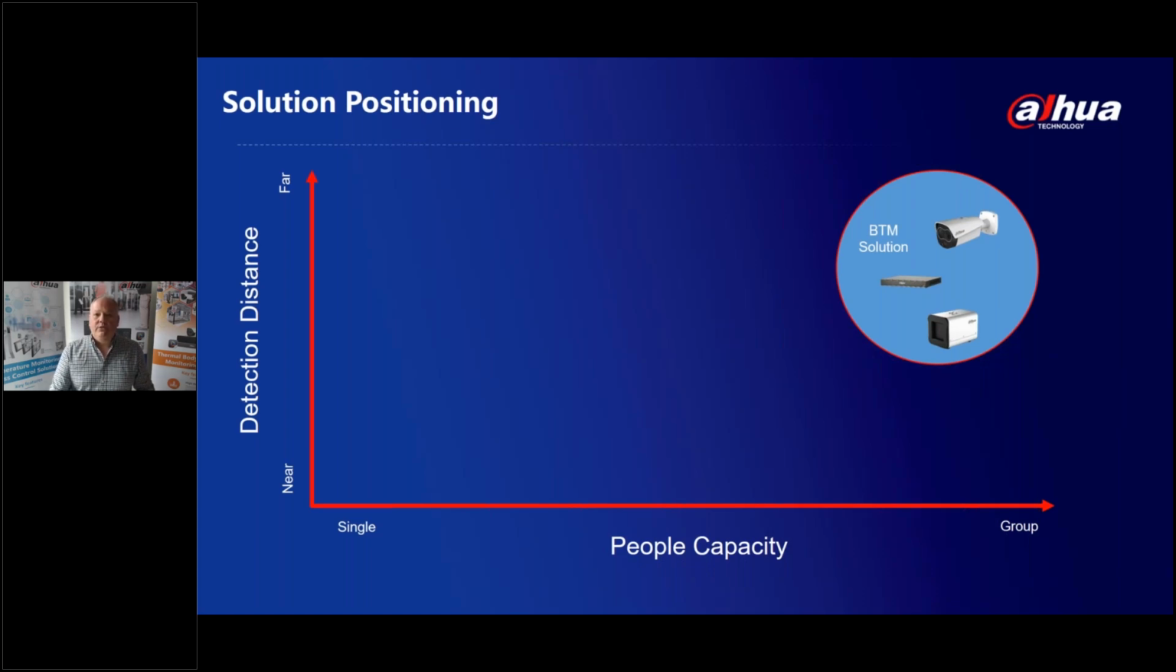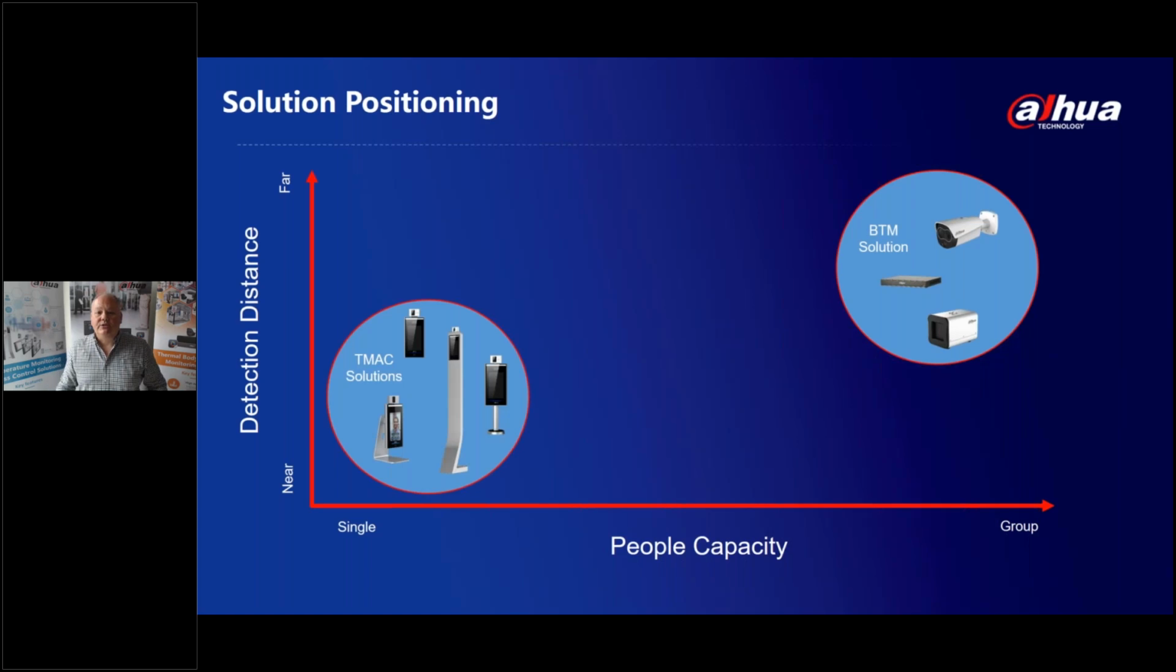However, that type of solution is not required in every application, and therefore we have our TMAC solution. The TMAC is more of a solution where people go through one at a time. They can walk past the camera in just the same way as they did with the BTM solution, but this time they tend to be more in single file as opposed to walking through as a group. Also, you have to get quite close, and we'll talk about that in a little more detail as we go through the webinar.